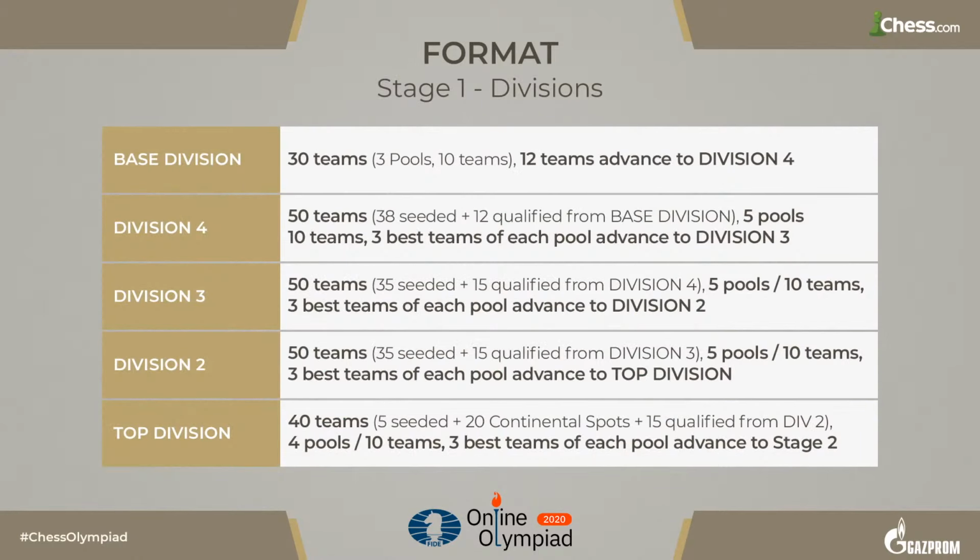Okay, this is the format. We are at stage 1, the stage of the division. We are now at the very first day of this huge, very long event, and we are in the base division. So 30 teams are facing each other. Actually, they are divided into 3 pools, 10 teams each, and the first 4 teams of each pool will advance to Division 4.